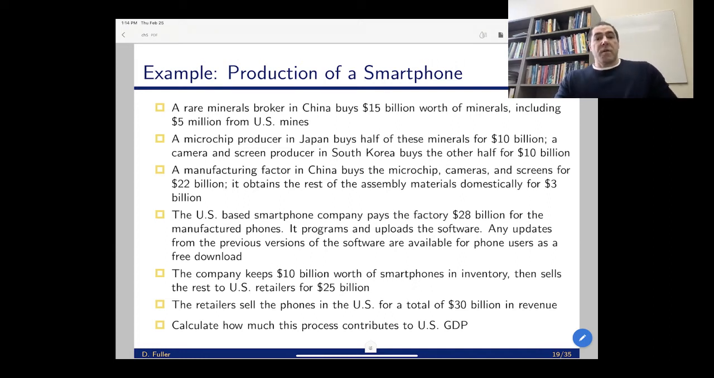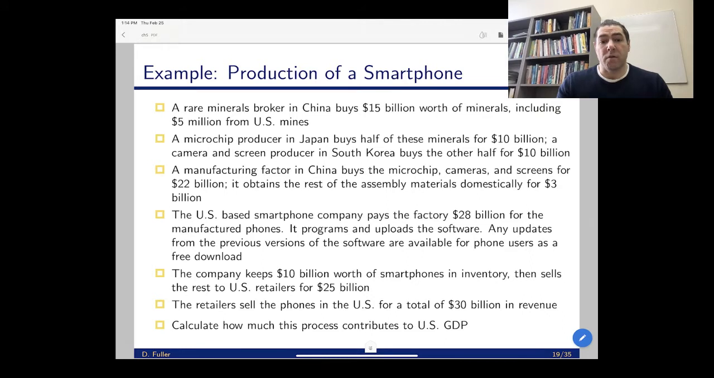Okay, so this example here has a few purposes. One is to simply understand a little bit better this idea of value added. We talked about GDP and ways we could calculate it, and one way that we just finished in the previous video is to look at the value added at each step in the production process.